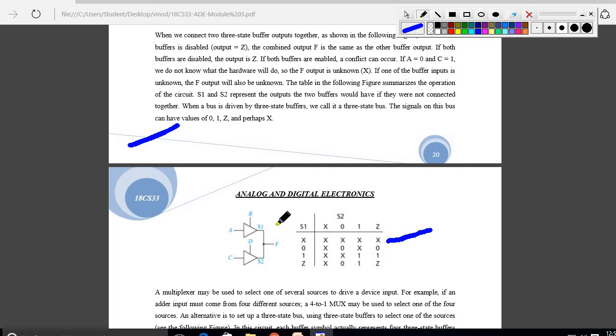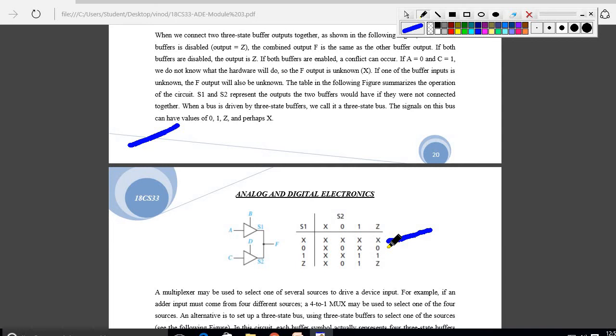If in this case S1 is 0 and S2 is 1, then again the output should be X, because I don't know whether it might be 0 or 1. For that reason I need to write the output as X. Again, if S1 is 0 and S2 is Z, in the high impedance state, then also your output should be 0.